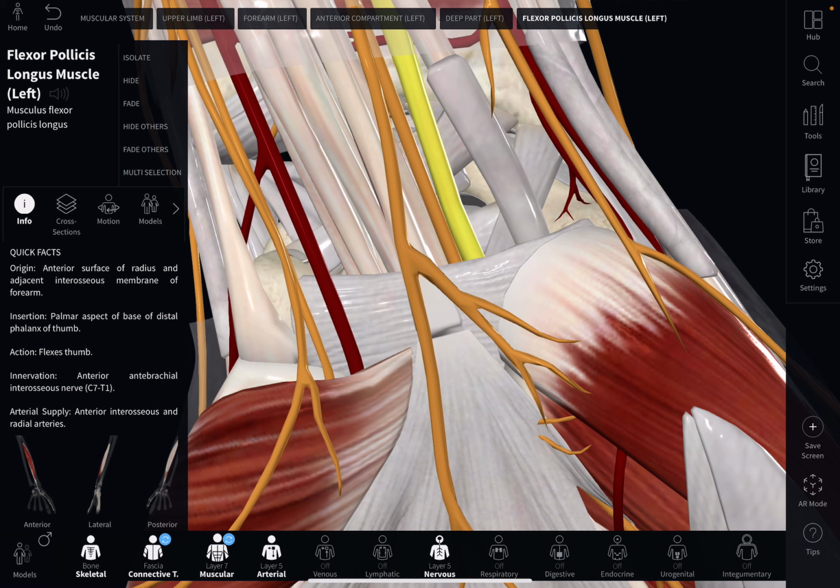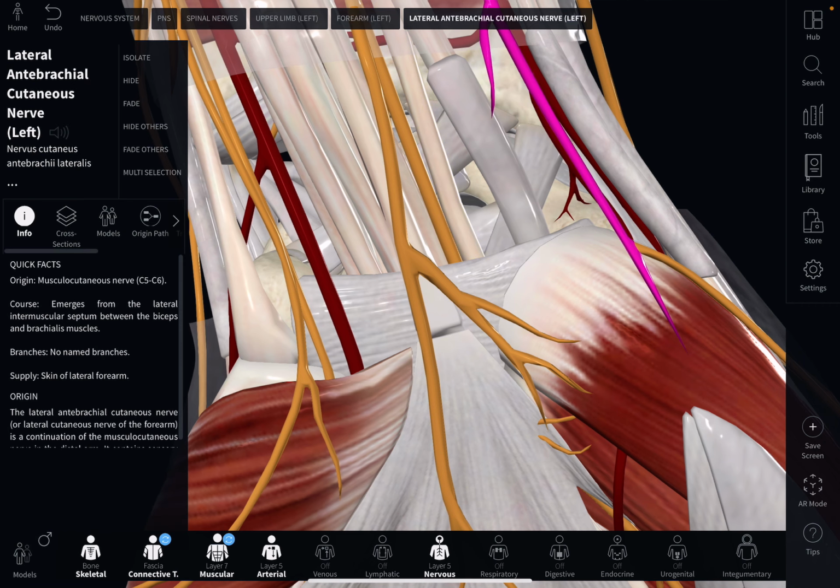So these are the structures passing superficial. Now there is one more superficial structure, the lateral antebrachial cutaneous nerve. This is the lateral cutaneous nerve of the forearm. This is far beyond the limit of the flexor retinaculum. It goes far to the lateral side, so it is in no way related to the flexor retinaculum.